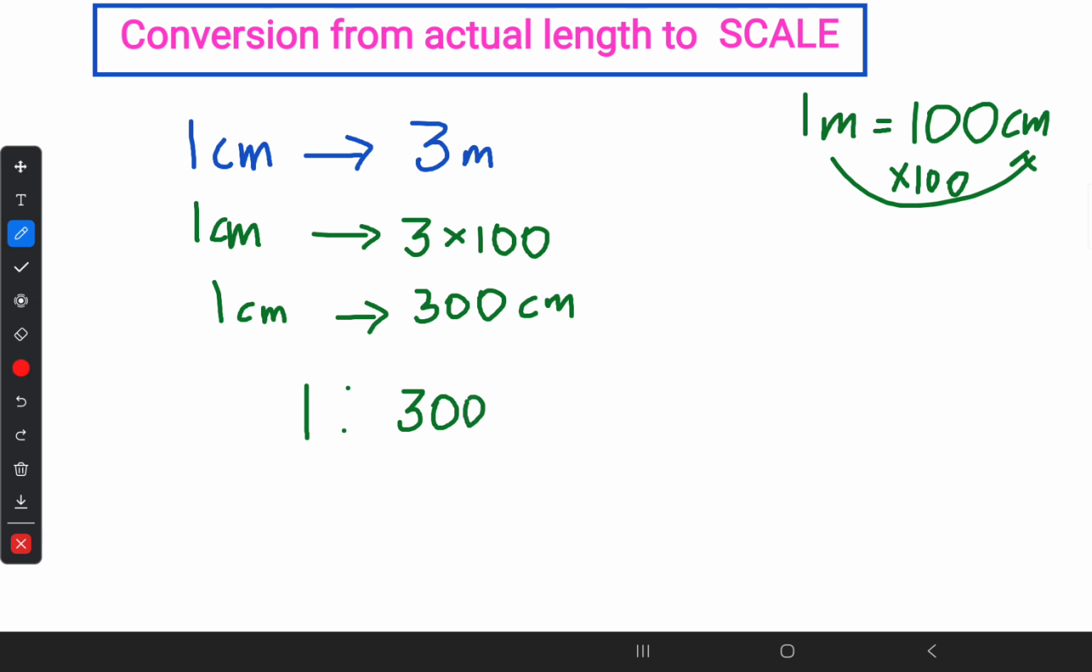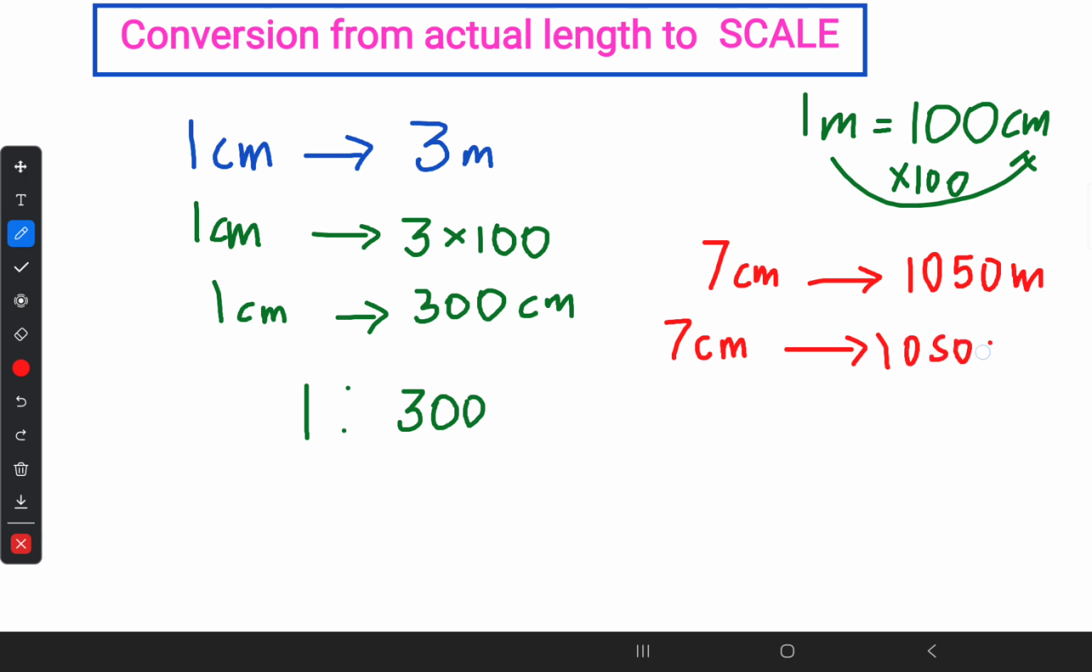Similarly, let's try one more question. 7 centimeters in the map, actually that is denoting 1050 meters. Let's see what would be the scale. So 7 centimeters here we have, but in the next case we have meters. Definitely you should convert that to centimeters. Meter to centimeter is multiplied by 100. Try to understand this. Meter to centimeter. Where is the arrow looking? Towards centimeter. 1 became 100 means multiplied by 100.